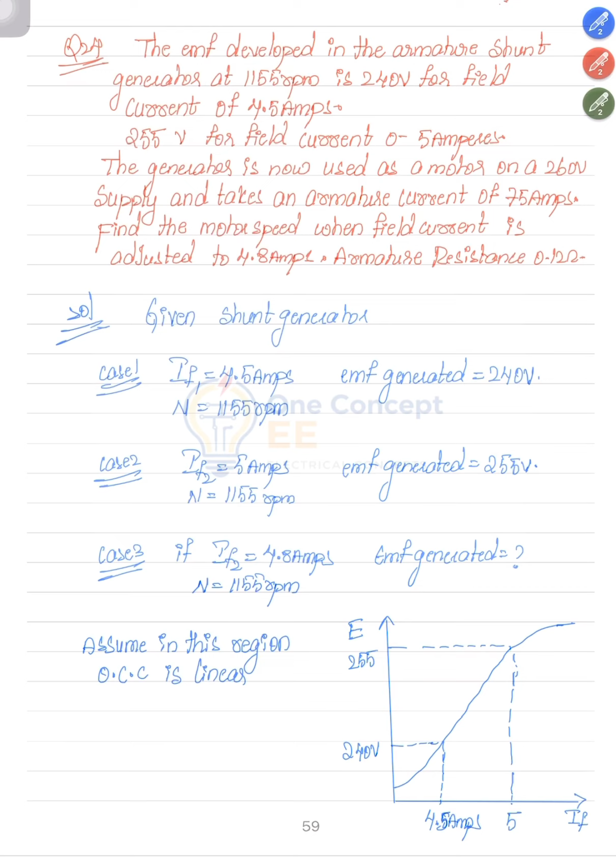This is one of the DC machine questions. The main concept used in this question is the magnetizing characteristics of a DC shunt generator, the magnetizing curve of a shunt generator.